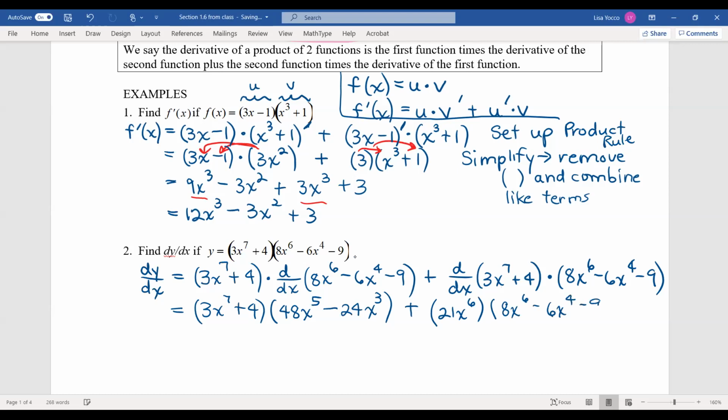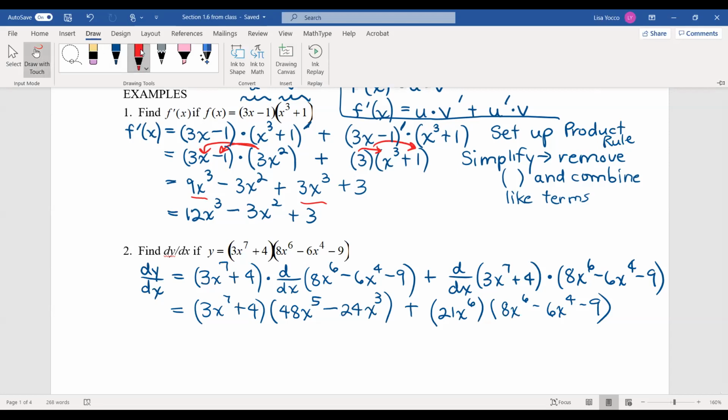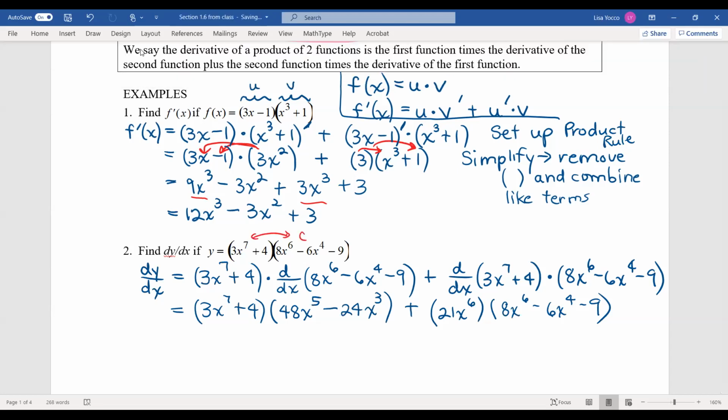So here's what I'm saying. At this point, if we were going to simplify, gosh, we'd have FOIL for the first product, remove the parentheses, some distributing on the second part, and then combining the like terms. It may have been easier just to multiply the original problem. So you could multiply and then take a derivative.